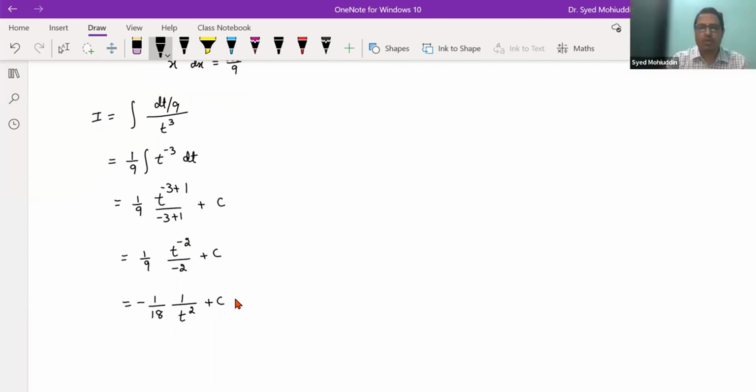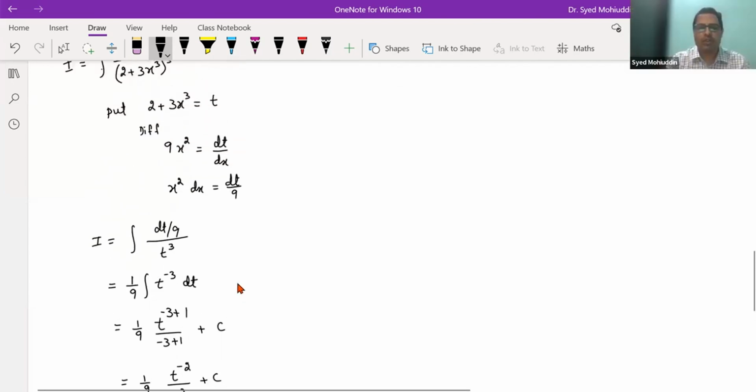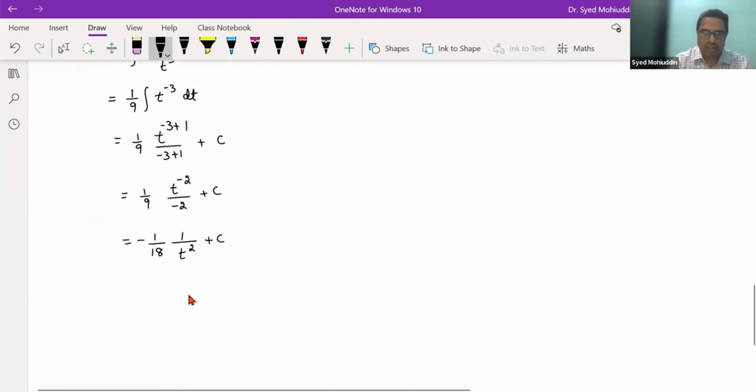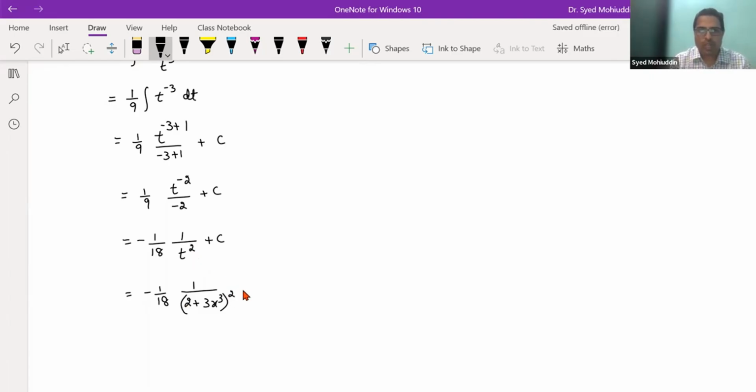Let's see. Now we can just substitute the value of t. t that we have taken is 2 plus 3x cube. Just plug in that value. Minus 1 by 18 times 1 by (2 plus 3x cube) whole power of 2 you have over here, whole square, plus the constant of integration c. That will be the required solution.